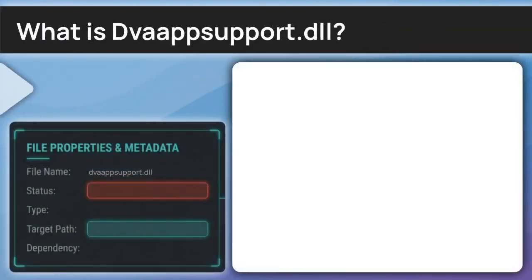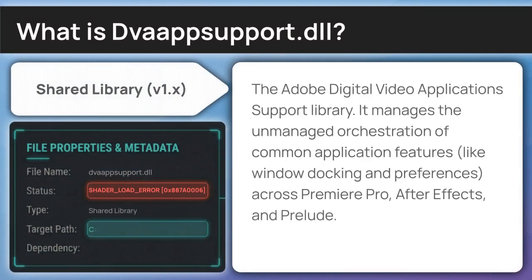This is the DVA app support, the Adobe Digital Video Application Support Library. It manages the unmanaged orchestration of common application features like window docking and preferences across Premiere Pro, After Effects, and Prelude. With that background out of the way, here is how we actually restore the missing component.